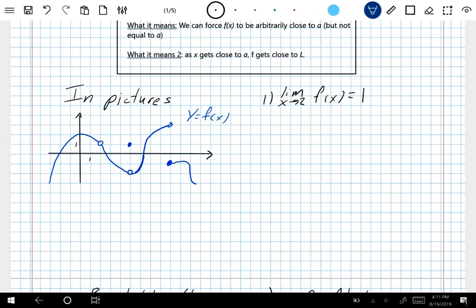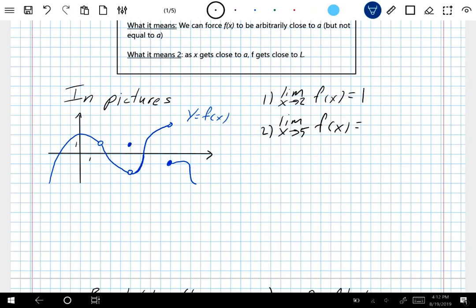Let's do another one. Looks like this next one is 1, 2, 3, 4, 5. So the limit as x goes to 5 of f of x. Now we've got a new little wrinkle here. It looks like I have an open circle right here at y equals 2, but my function value is actually a 1. My function is defined on this closed circle.